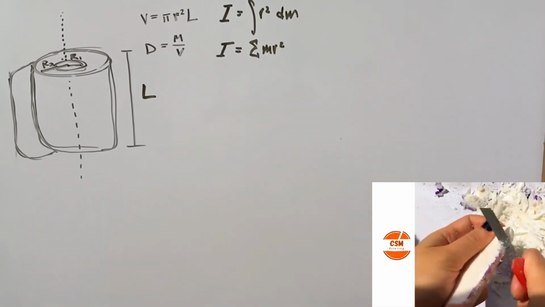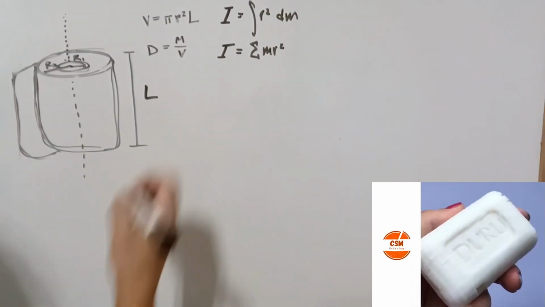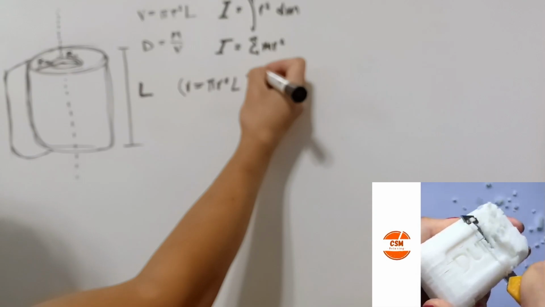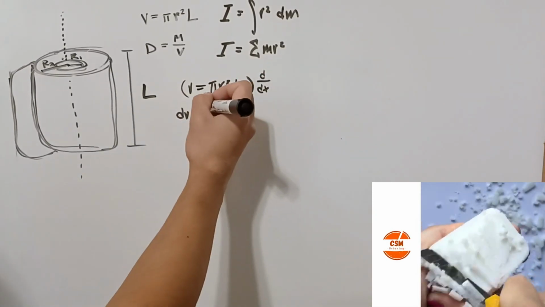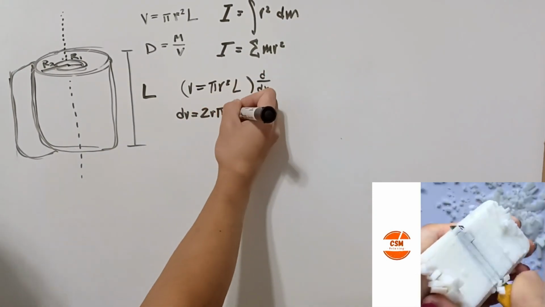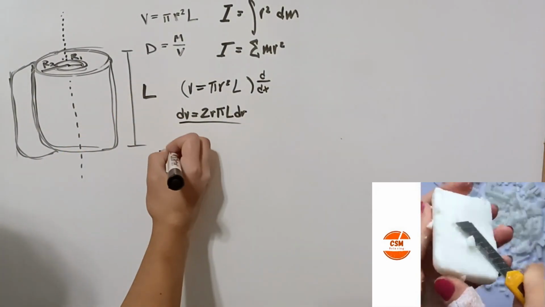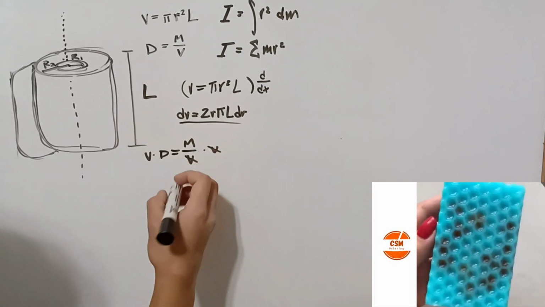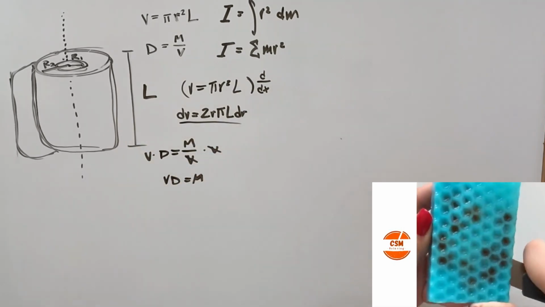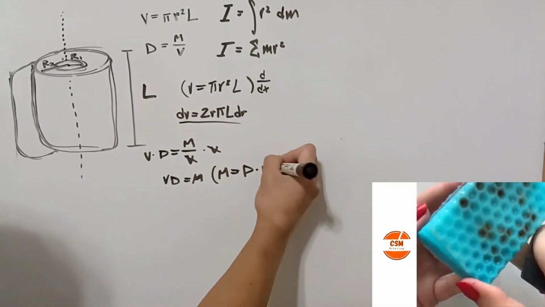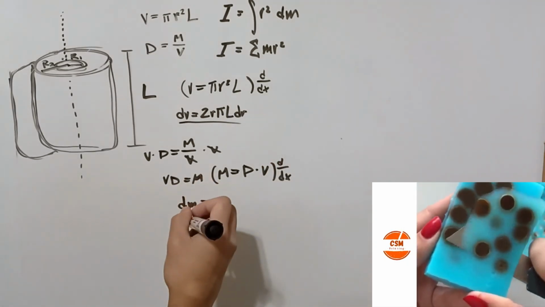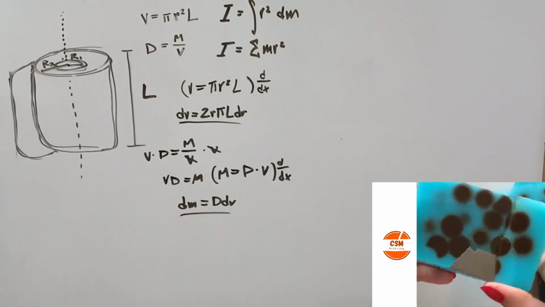To start off, we take the derivative of the volume equation for a cylinder, which is pi r squared L. This gives us dV is equal to 2 pi r L dr. Next, we're going to take our density equation, where density is equal to mass over volume, and rearrange it to solve for mass. This gives us m is equal to rho V, and we're going to take the derivative of this, which is going to give us dm is equal to rho dV.